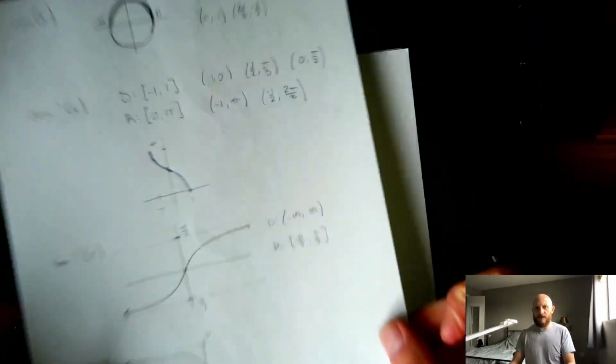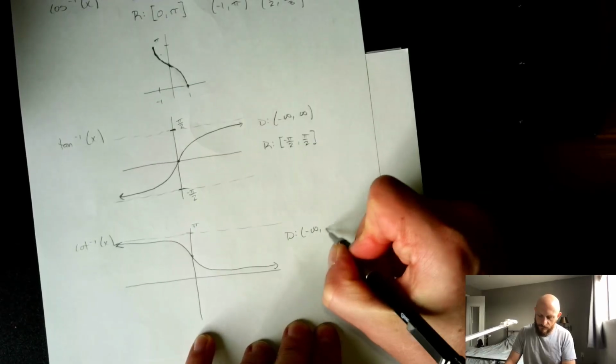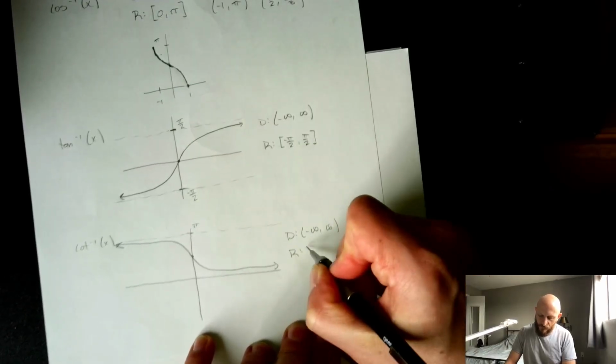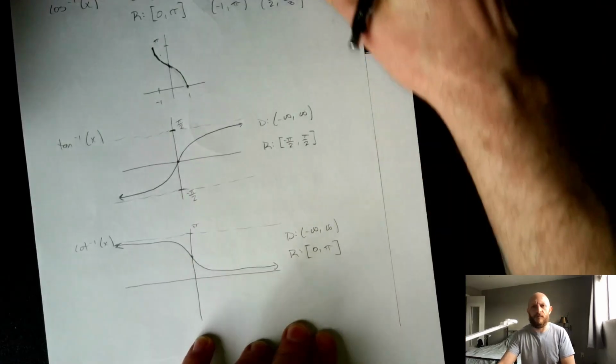And lastly, let's look at secant inverse and cosecant inverse. Whoops, one very last thing that I'll note here. What's the domain on this? All real numbers. What's the range? Hopefully you can just read these off of the graph. 0 to pi.